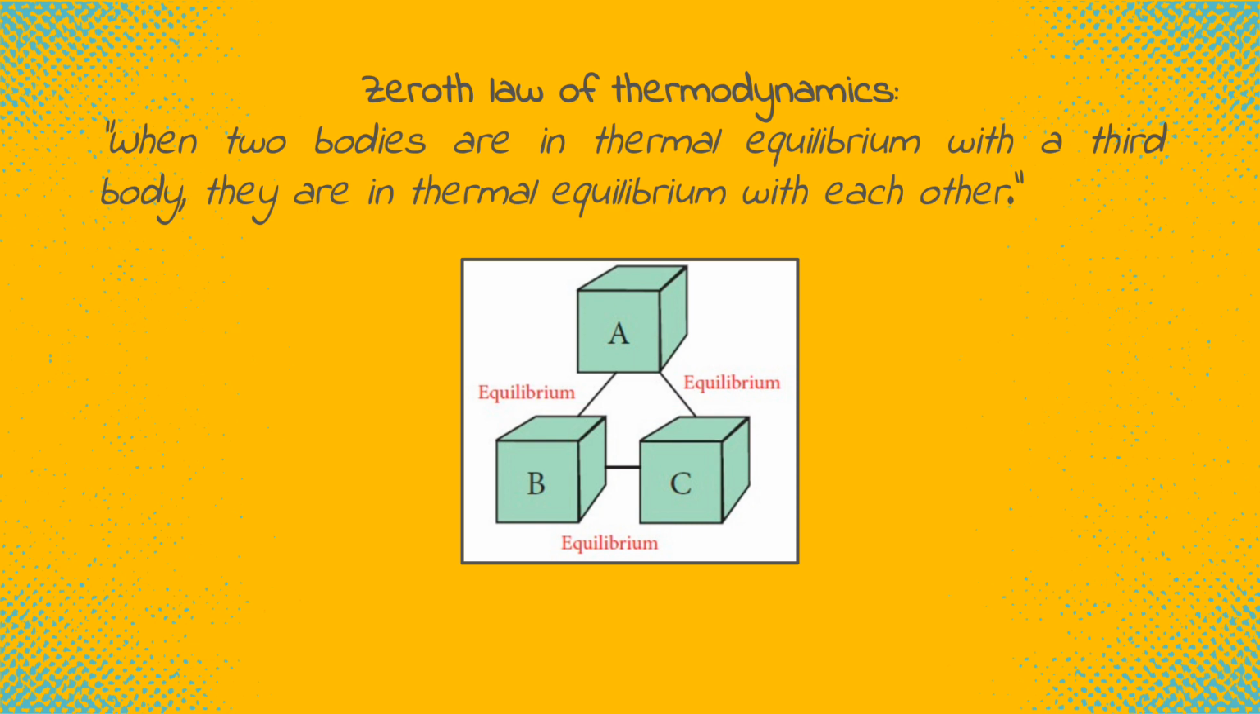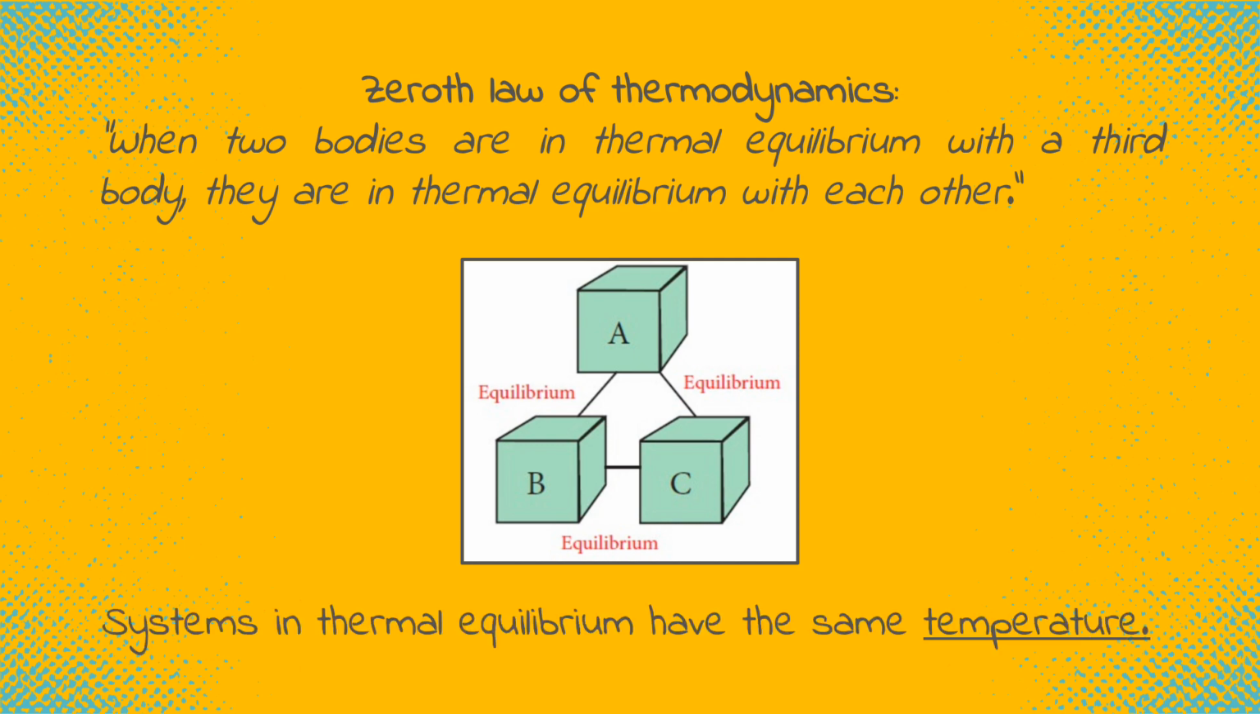The zeroth law of thermodynamics states that when two bodies are in thermal equilibrium with a third body, they are in thermal equilibrium with each other. When we say that systems are in thermal equilibrium, it means that they have the same temperature.